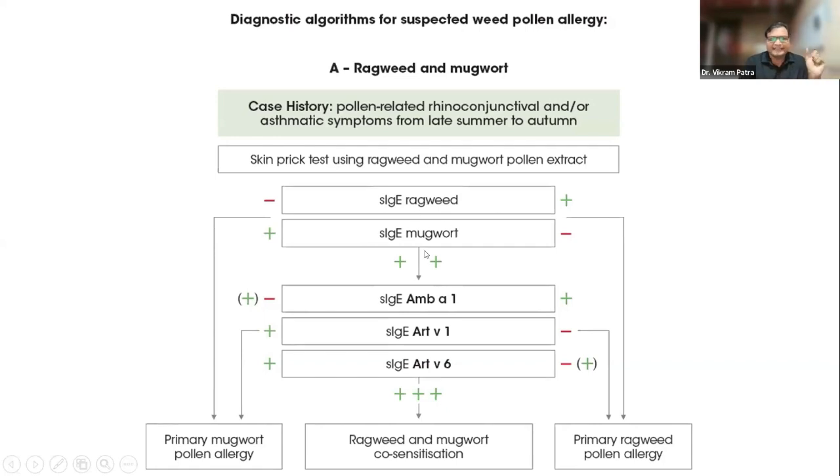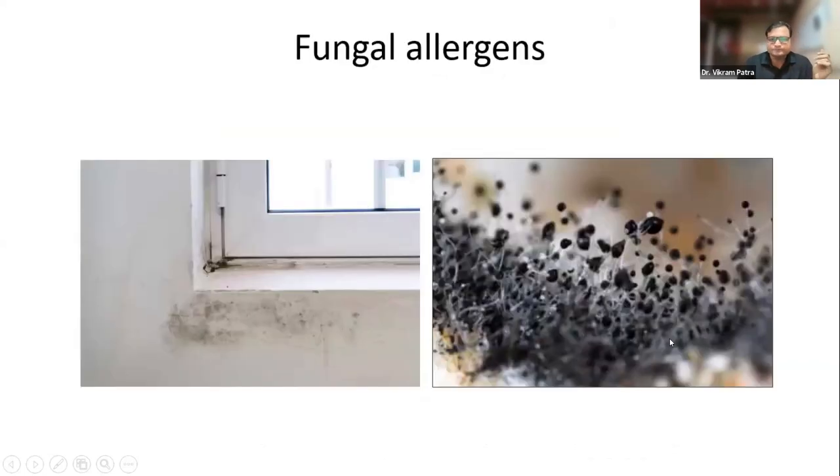But if both are positive, then the role of components comes in. So you have to look for the initiator molecule which is present. If Amb a 1 is present and the rest are negative, then even though the skin prick test showed positivity to both, it is primary ragweed pollen allergy. But if Art v 1 is present and Amb a 1 is absent, then it is primary mugwort pollen allergy. But if Amb a 1 and Art v 1 are both there, then this is called co-sensitization. Then we have to consider AIT for both. So here I finish my pollen section.